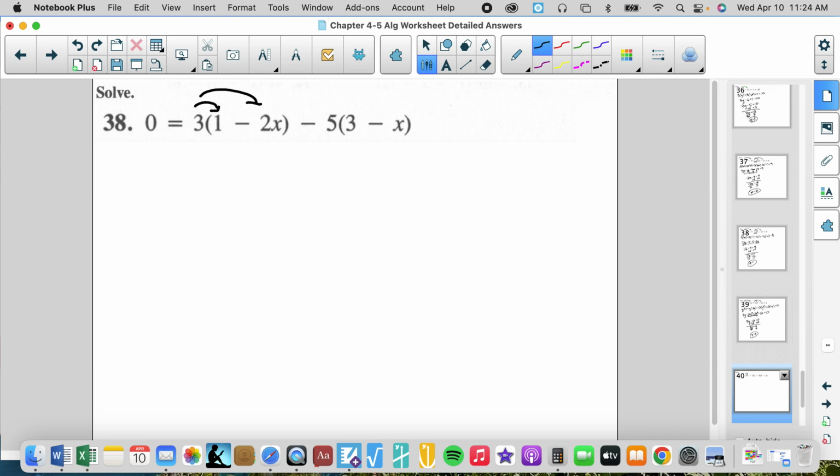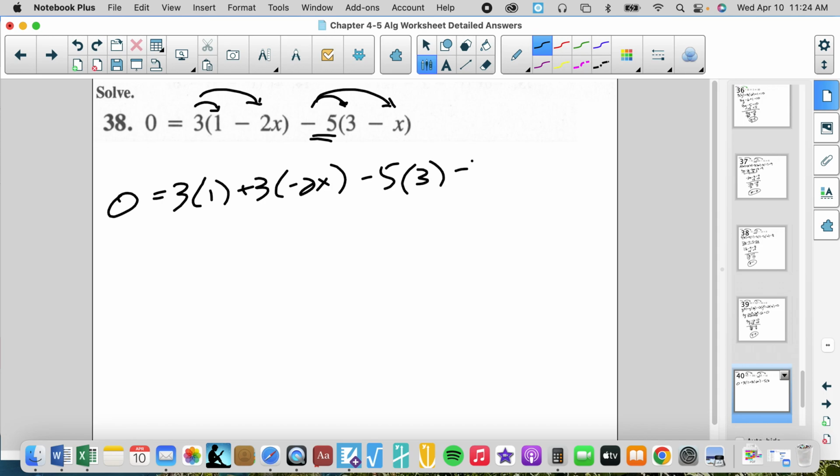Distribute. Now everything is on the right side. It doesn't change anything just because your variable's on the right side. We still are going to distribute the two terms into the parentheses. We're still going to simplify. We just simplify the right side.